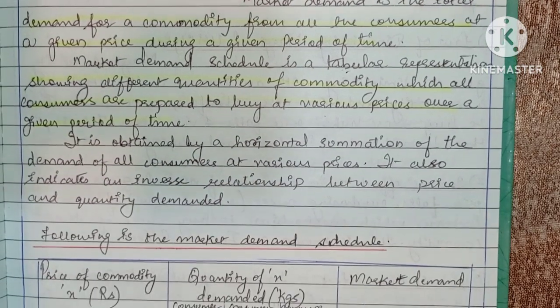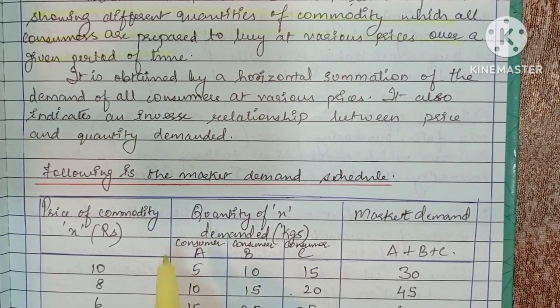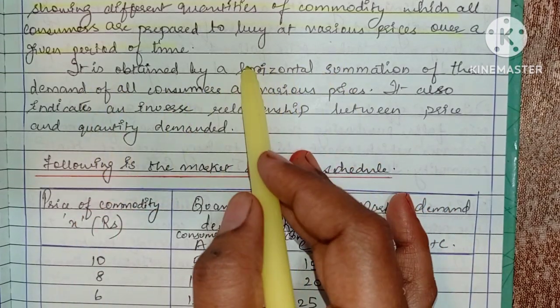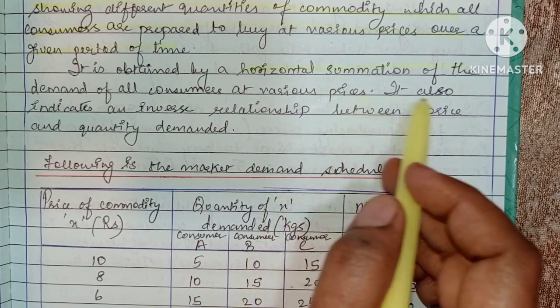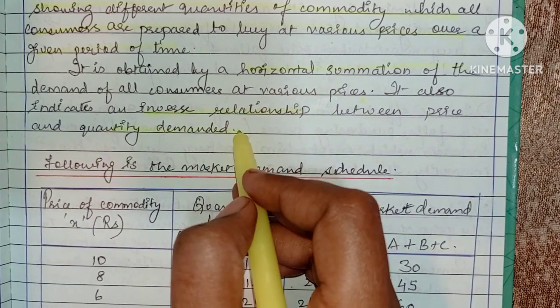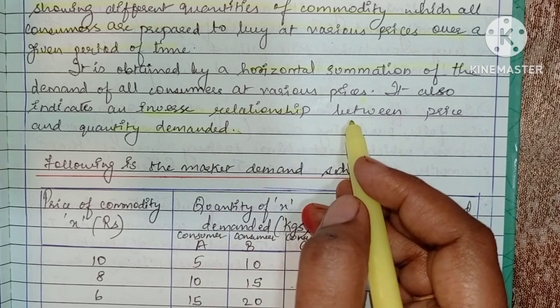Okay, there are different consumers. The definition is same, but the number of consumers increases over here. It is obtained by a horizontal summation of the demand of all consumers at various prices. It also indicates an inverse relationship between price and quantity demanded. So what we studied in individual market is also that inverse relationship.